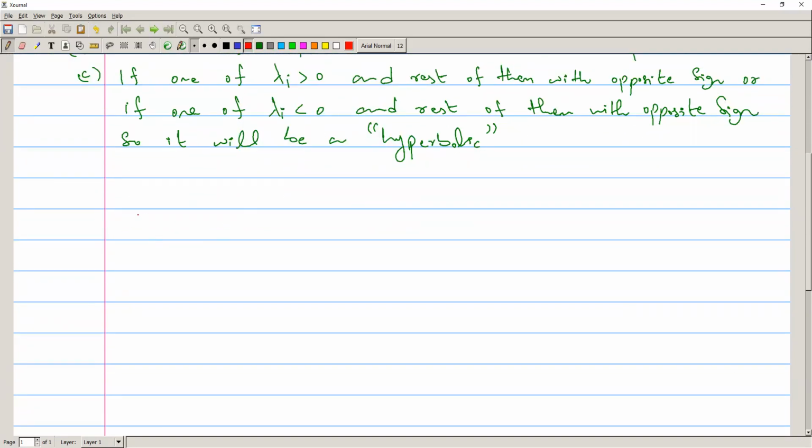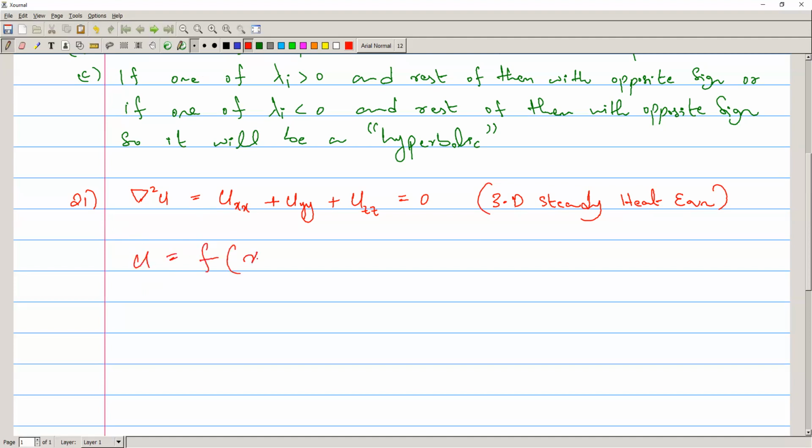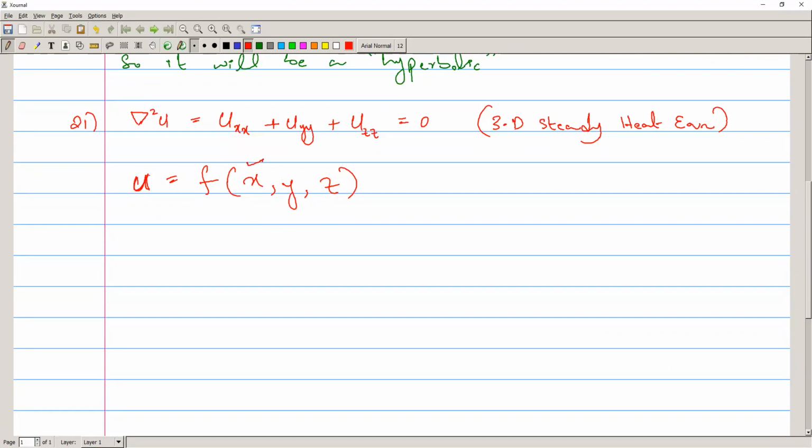So let's take some examples. Let's say we are given the equation del squared u, that is uxx plus uyy plus uzz is equal to 0. This is basically the three-dimensional steady state heat equation, right? We can see that u depends upon three variables, x, y, and z. So this is a function of three independent variables, and in all we have four variables, that is u, x, y, and z, and the independent variables are x, y, z, right?